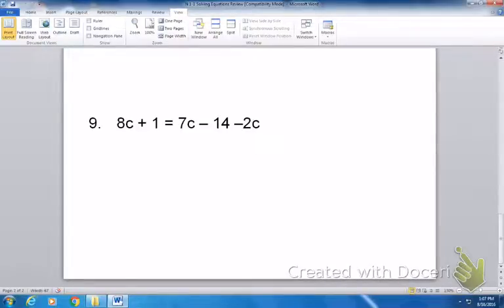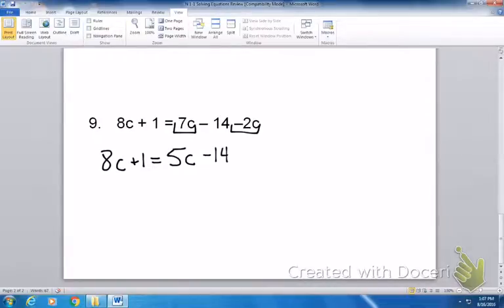If you look at the left side, I've got 8c plus 1. I can't combine those together because one of them has a variable and one of them does not. But on the other side, I have 7c minus 14 minus 2c. I have 7c and minus 2c. I can combine those terms. So I'm going to go ahead and bring down the 8c plus 1 equals, well, 7c minus 2c leaves me with 5c, and then minus 14.